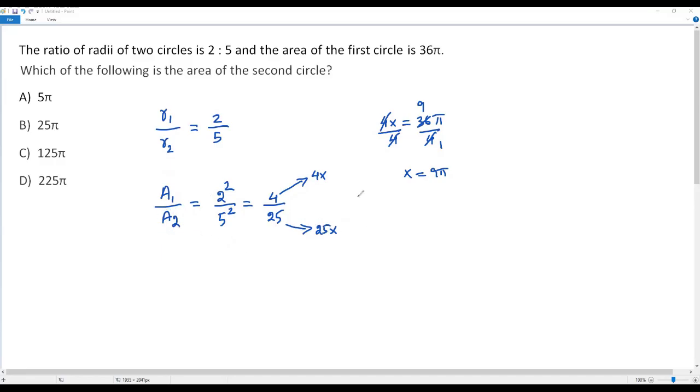Okay, now let's plug in x equals to 9 pi over here. Then we get 25 times 9 pi. When I multiply 25 and 9 pi, I am getting 225 pi. Here I got the area of the second circle, that is 225 pi. We find this 225 pi in answer choice D. The correct answer choice for this question is D.